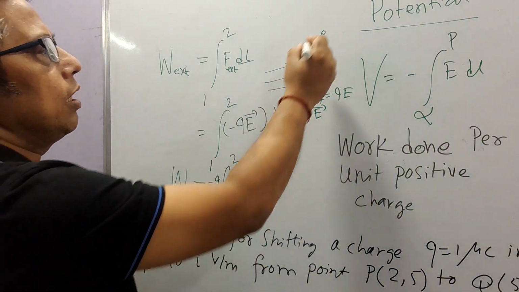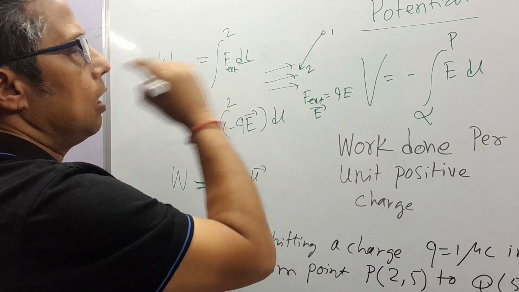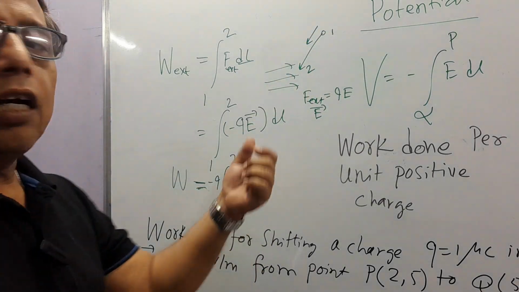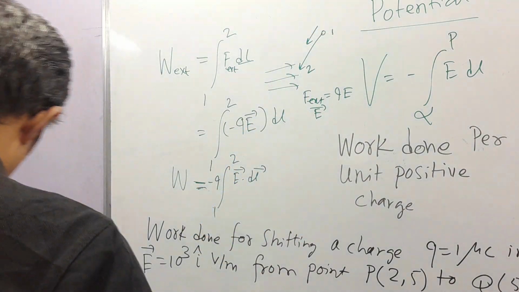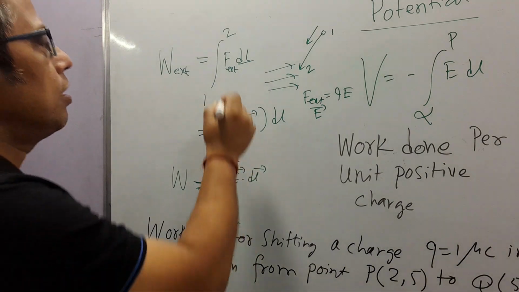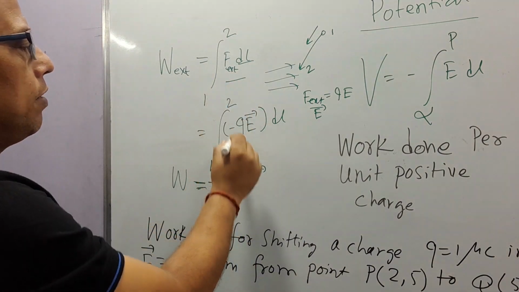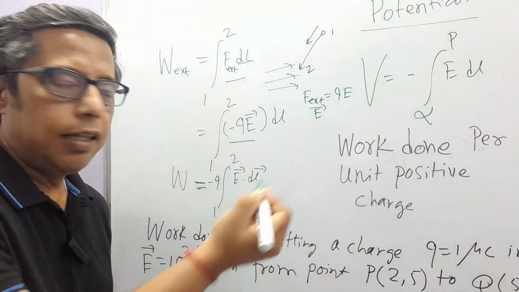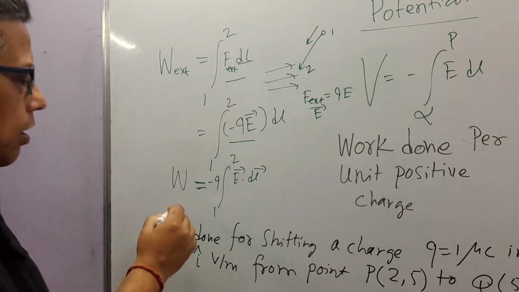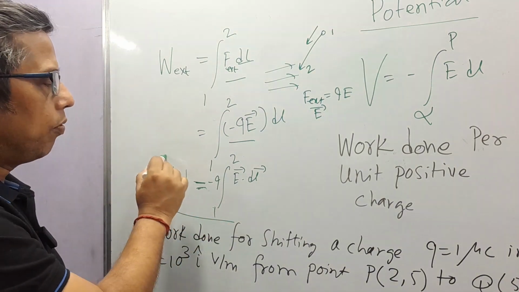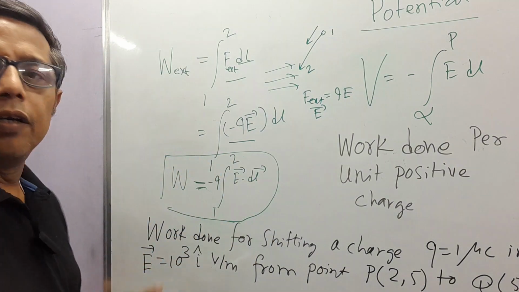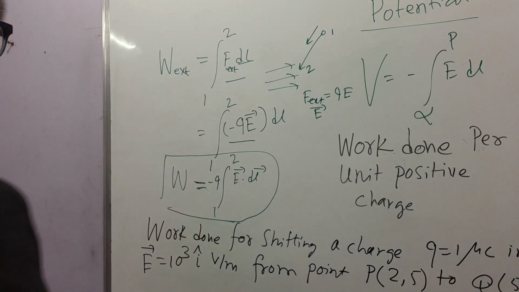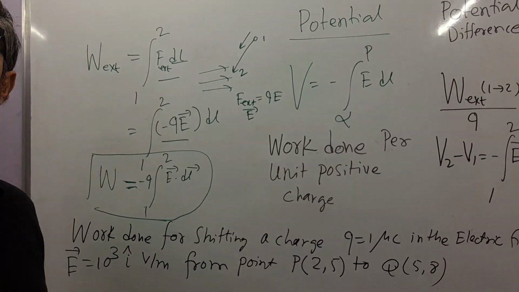Whenever I move a charge from this position to this position, I am doing external work against the electrostatic force. This is the work done. Here F is equal to QE, and the minus sign is because we apply the force in the opposite direction. This is the formula of the work done in an electrostatic field. This is a very fundamental formula. From here, next is the electrostatic potential.